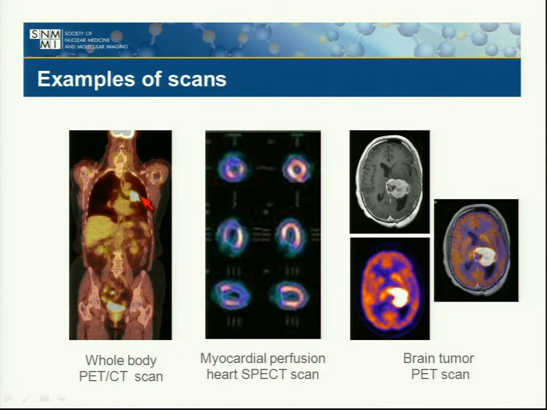Again, I'm a physicist, but I think it's likely that this could be a lung cancer, for example: a place in the lungs that doesn't look like the rest of the lungs, with a high uptake of FDG. So that's what it allows us to do. But because we have the CT, we can tell, yes, it's in the lungs, because sometimes it's not that easy to tell. This scan here is a myocardial perfusion scan, a SPECT scan.